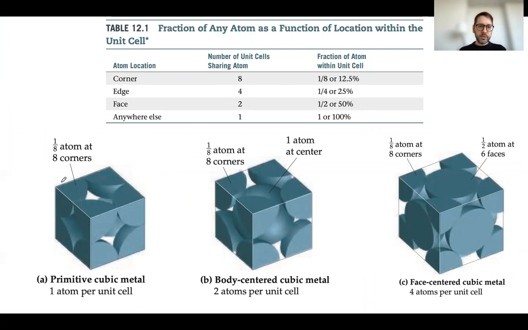So corners are shared by 8 unit cells, face by 2, edge 4, and anywhere else 1. So a primitive cubic unit cell has 1 atom per unit cell. A body-centered cubic cell has 2 atoms per unit cell, and the face-centered cubic metal has 4 atoms per unit cell.